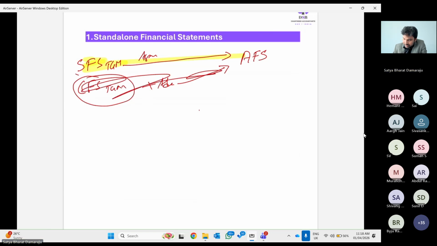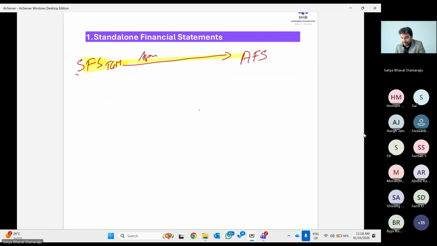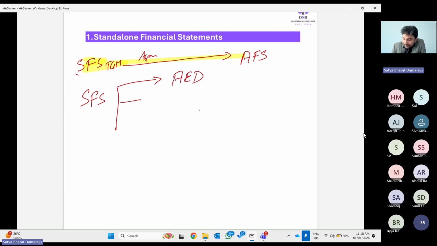So the CFS is not the approach. When we are preparing SFS, these are the important things we have to keep in mind. Number 1, we will be preparing the financials in AED. We are required to prepare the financials in AED. And as per the conditions, we are required to have the same financial year for all the tax group members.